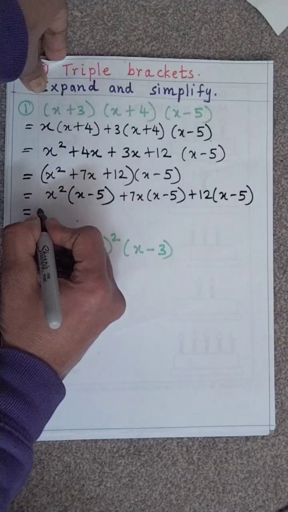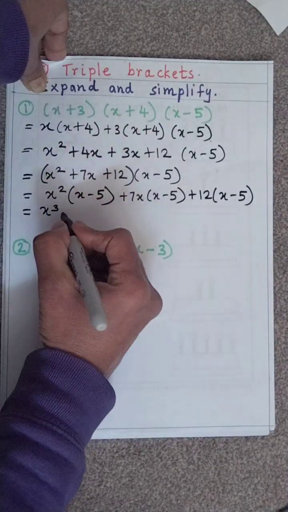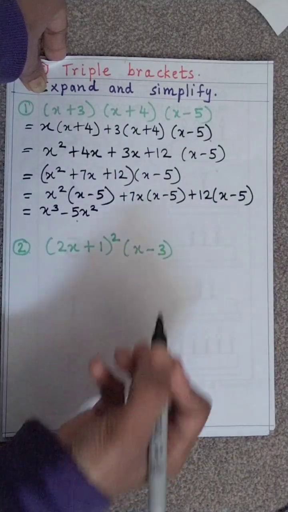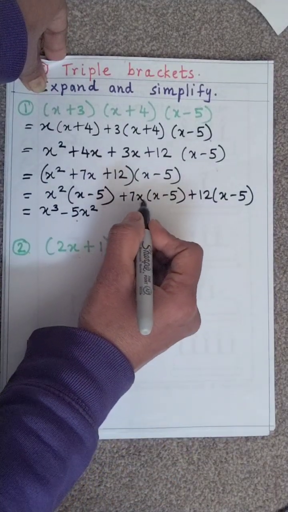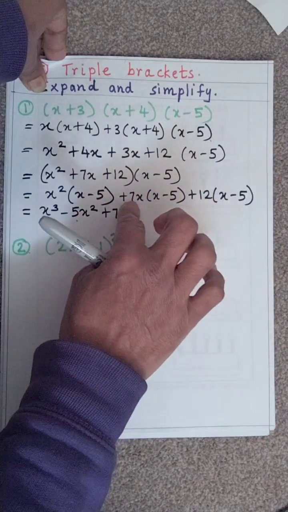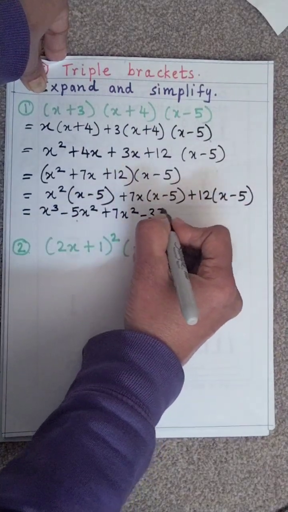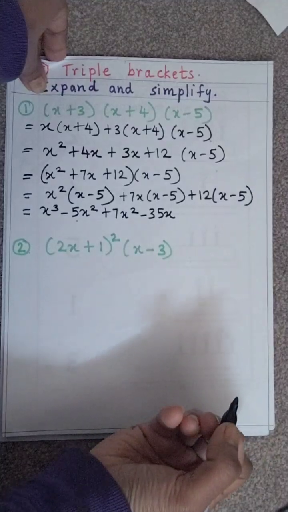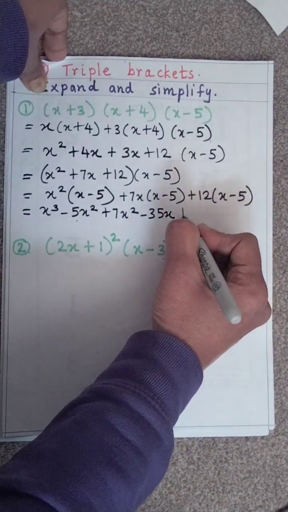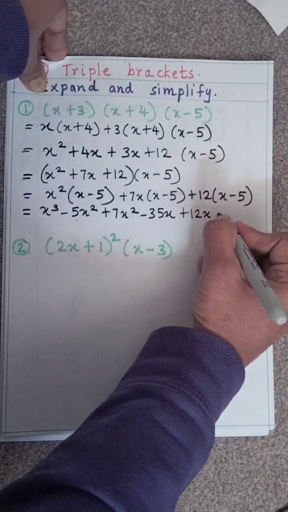x square times x is x cube, x square times minus 5 is minus 5x square, okay, now here plus 7x times x is plus 7x square, plus 7x times minus 5 is minus 35x, plus 12 times x is plus 12x, and 12 times minus 5 is minus 60.